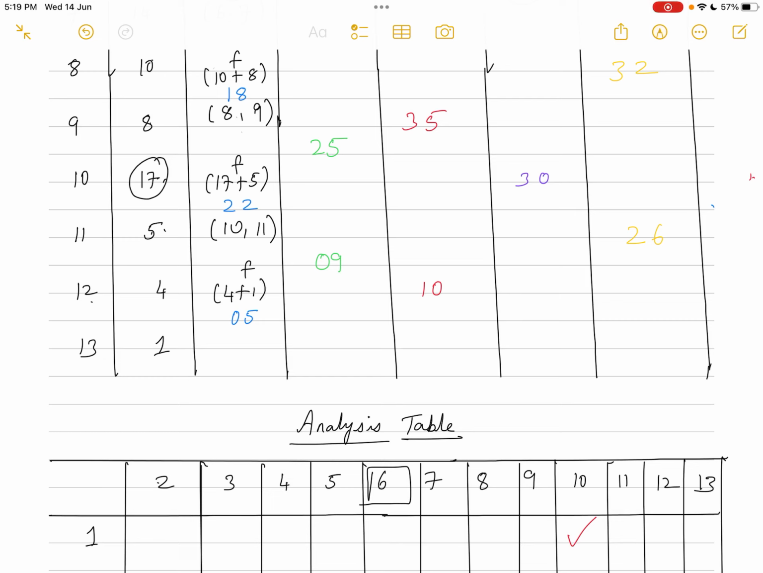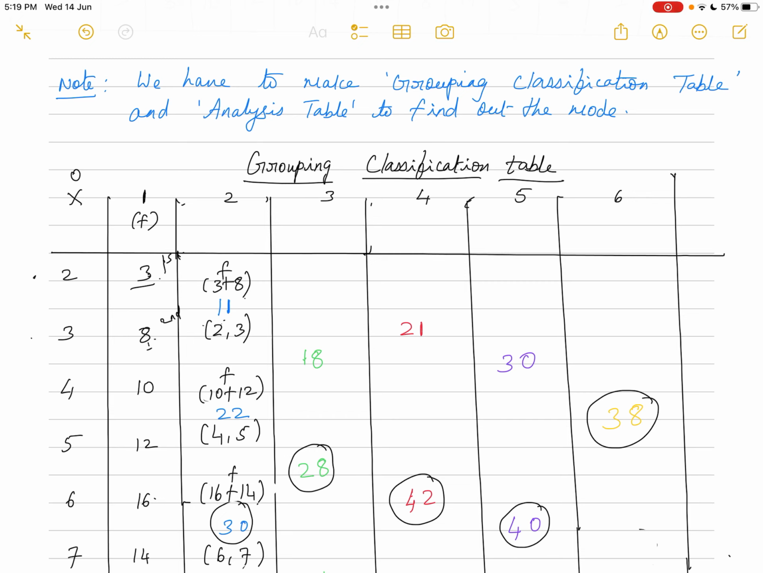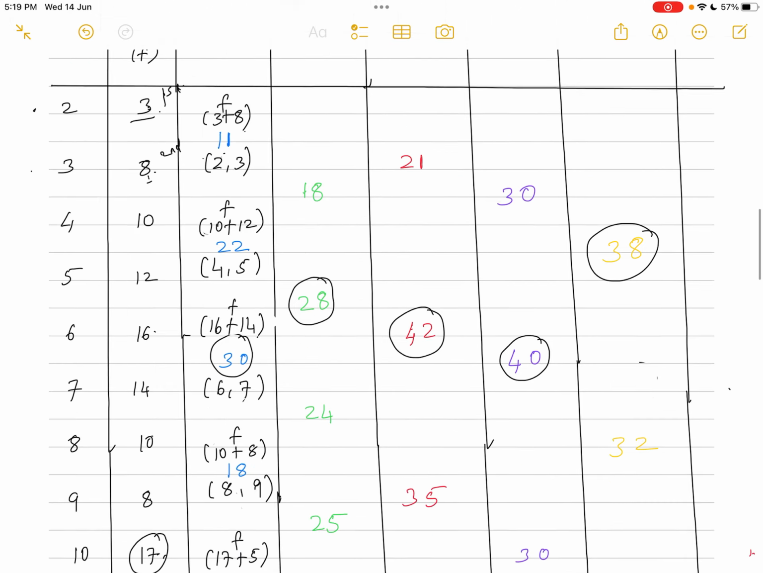So here 4 plus 1, 5 we are getting. So the corresponding x is 12 and 13. So this is 12, 13. That's what I am mentioning here, because if you write the corresponding x value when you are making the analysis table, it will be useful for you. So now you have understood what is column 2. In column 2, all the figures are arrived by adding 2 rows each. So the frequency of two rows: 8 plus 3, 10 plus 12, 16 plus 14. This is column 2.